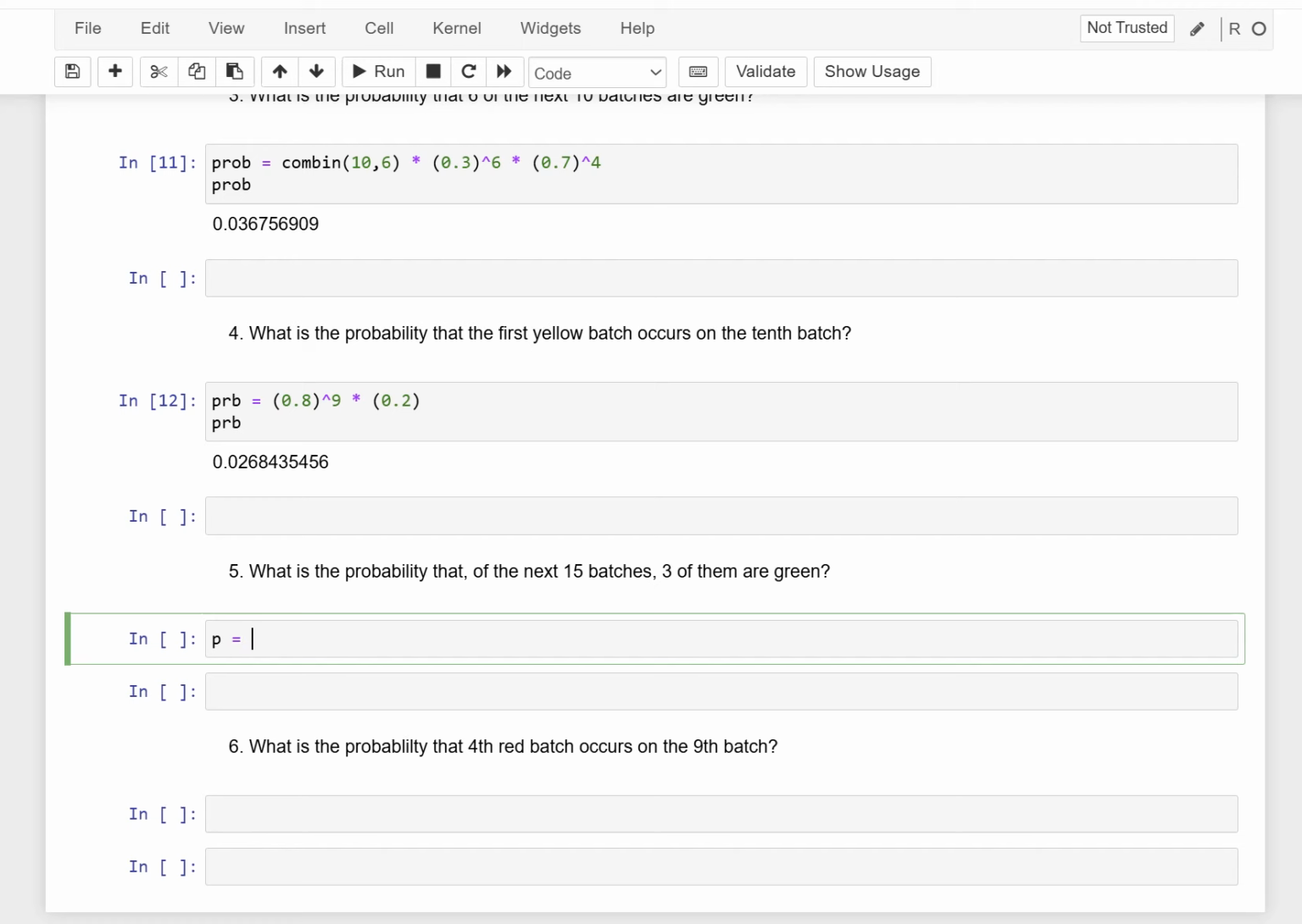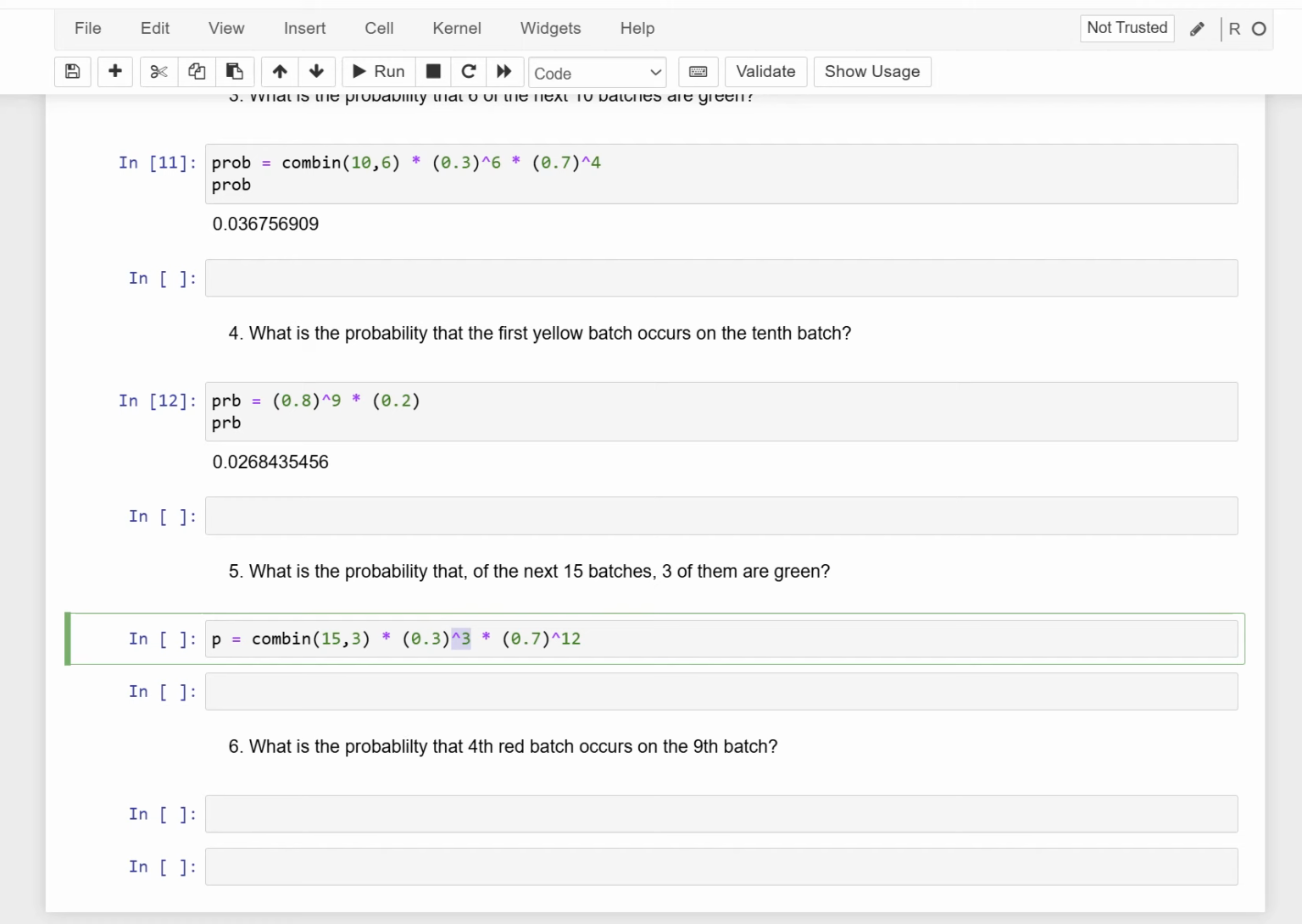We're doing the probability equals 15 choose 3, times the probability of success, which is 0.3, to the number of successes power, there are 3 successes, times the failure probability raised to the number of failures power. I'm sorry, 15 batches, so that's not 7, it's 12. I thought there were 10 trials, but there's 15 trials. 12 of them are failures, so 0.7 to the 12. 3 of them are successes, so 0.3 to the third. And then 15 choose 3.